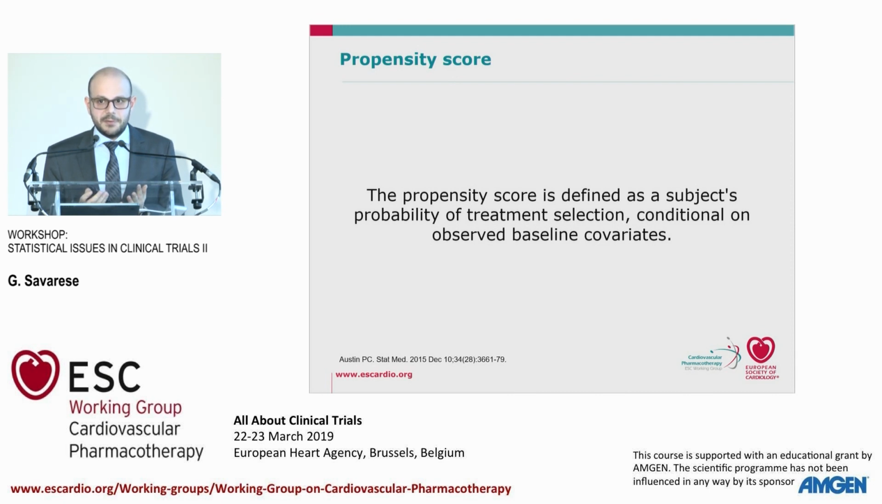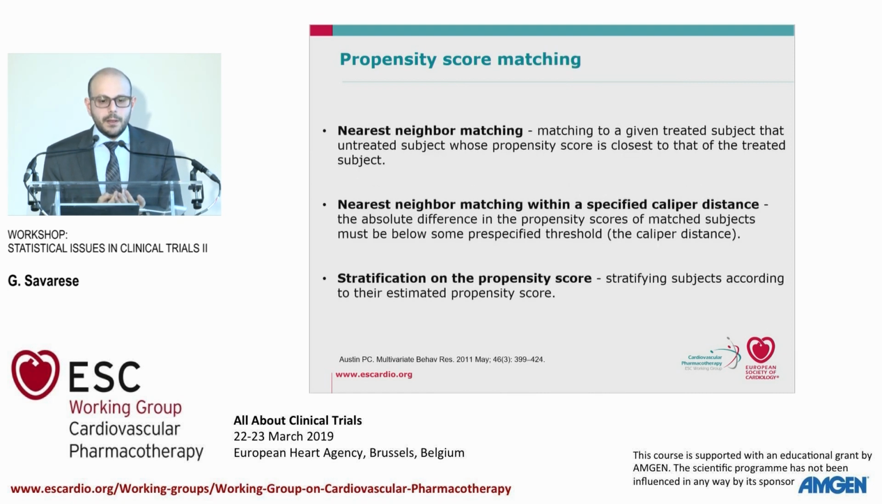Okay. So actually, the point is that if we match patients with similar propensity scores, it looks like these patients will be similar. So we can rule out the presence of important confounding. So how do we need to match these patients? There are different ways of matching patients using the propensity score. The first one is the nearest neighbor matching. That means matching to a given treatment subject that untreated subject whose propensity score is closest to that of the treatment subject.